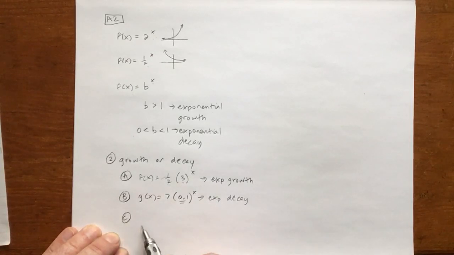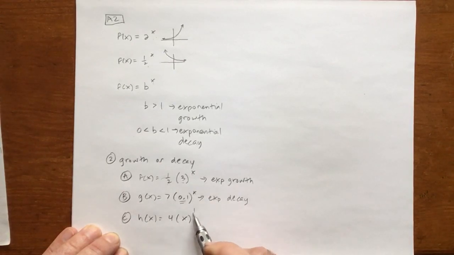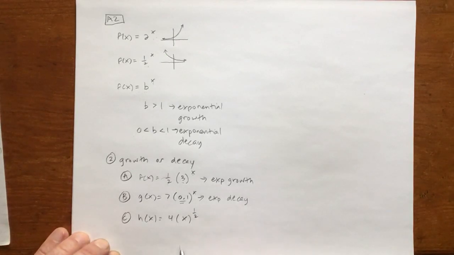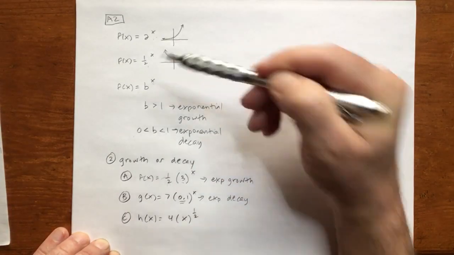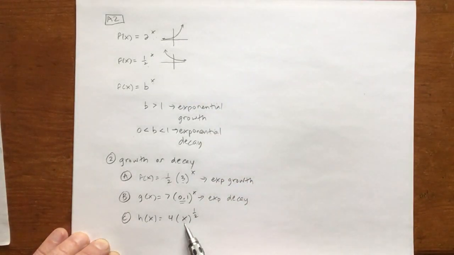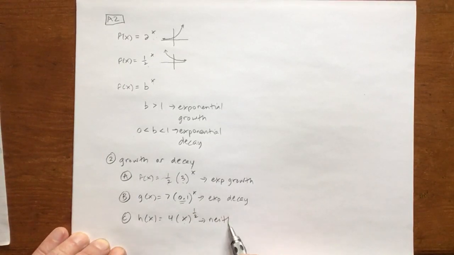And then finally, if I have h of x equals 4 times x to the 1/2, and this is the trickiest one, this is in no way an exponential function. Remember, with exponential functions, the variable is the exponent. Here, the variable is the base. This is actually 4 times the square root of x. Because remember, 1/2 exponent means square root. And so this is neither. It's just a vertically stretched square root function, like we've studied.